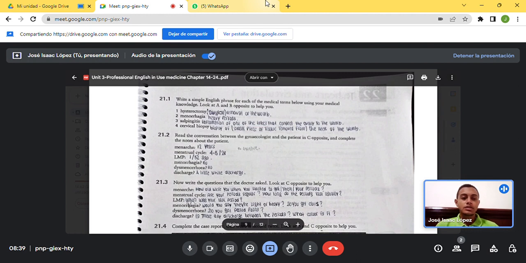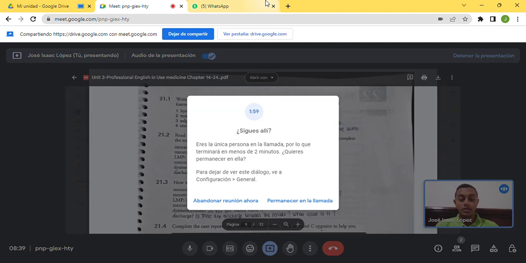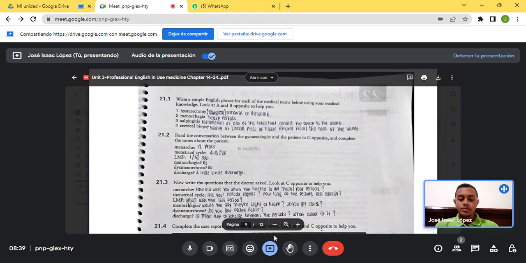Next is menstrual cycle. Ciclos menstruales. The answer about this is, are your periods regular? O sea, ¿son sus periodos regulares? How long do the periods last usually?